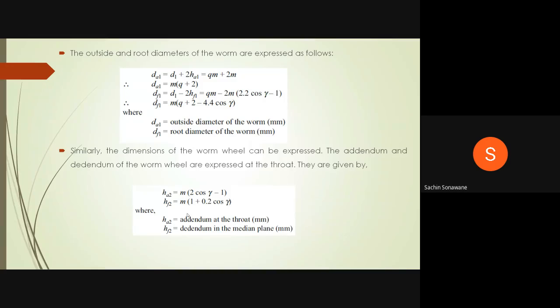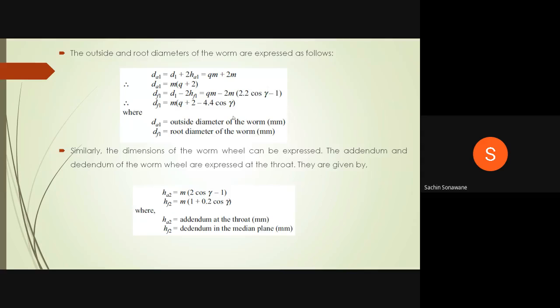da1 means the addendum circle diameter of the worm, df1 means the dedendum circle diameter of the worm, which is equal to d1 minus 2hf1, which is equal to qm minus 2m into (2.2 cos gamma minus 1). Therefore, df1 is equal to m into (q plus 2 minus 4.4 cos gamma), where da1 is the outside diameter of the worm in mm, df1 is the root diameter of the worm in mm.